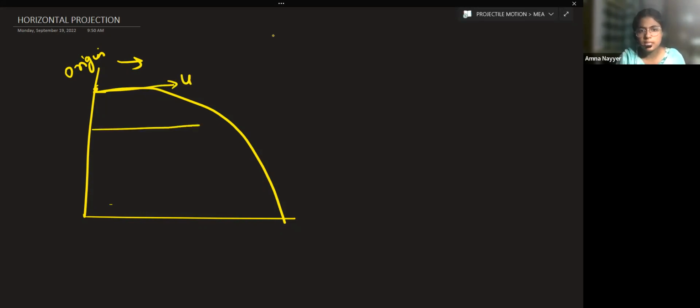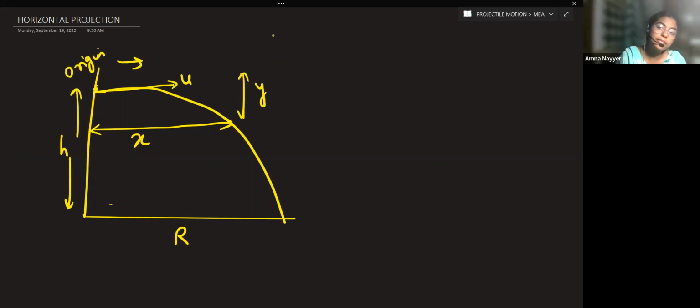Then this will be some distance x that is covered. This will be your range of motion. Let's say this distance is y. This is some distance x and y that I've taken. I'll define x and y later on. So range of motion, initial velocity, height. All these terms you are familiar with. Earlier, for angular projection, this height was in the middle because of the angle. Now this height is the beginning.